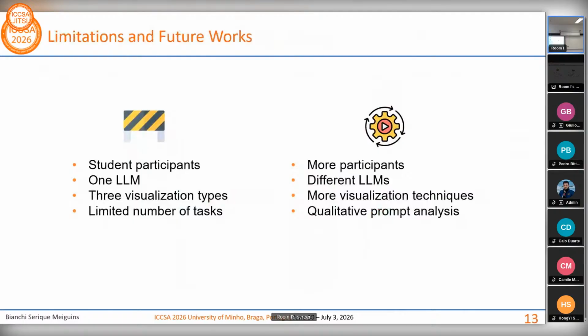As limitations and future work, this study has some limitations. The participants were students. The experiment used only one large language model, and three visualization types were considered. Future work should include more participants, different LLMs, more visualization techniques, and a qualitative analysis of the prompts. This would help us better understand how users write instructions for visualization scenarios.